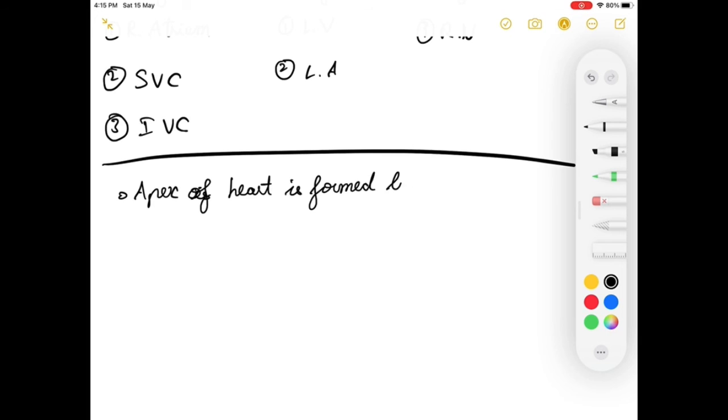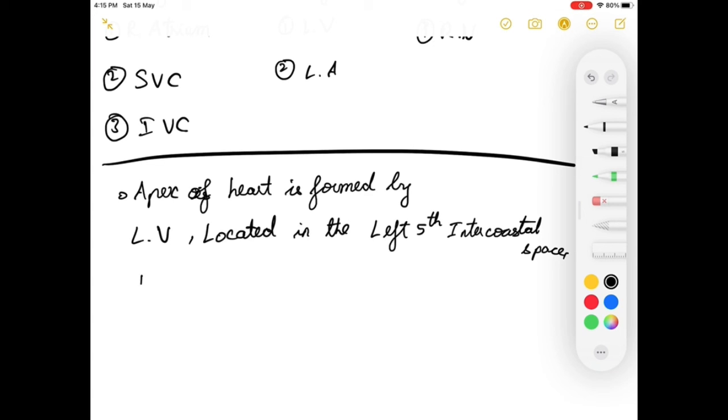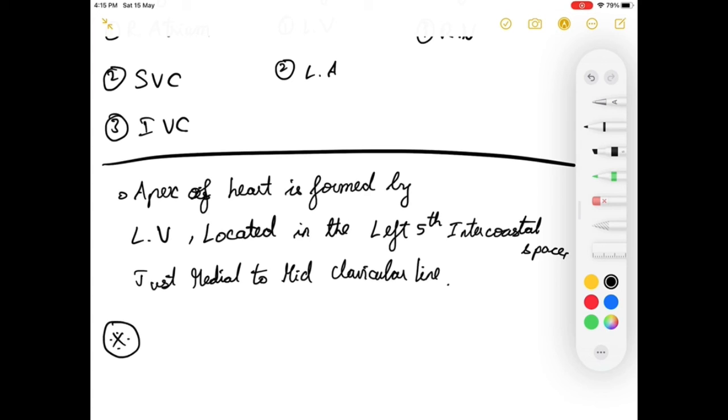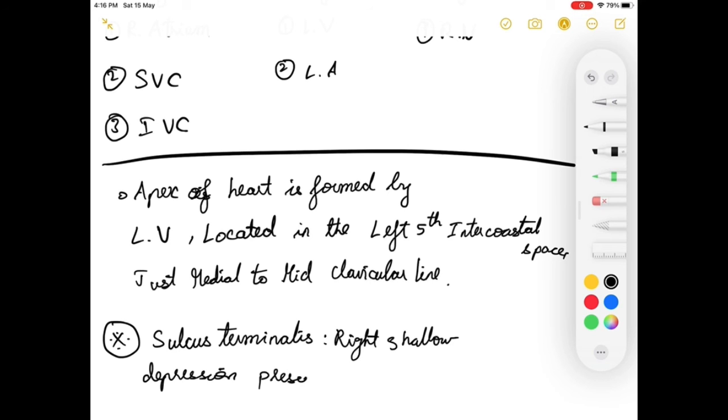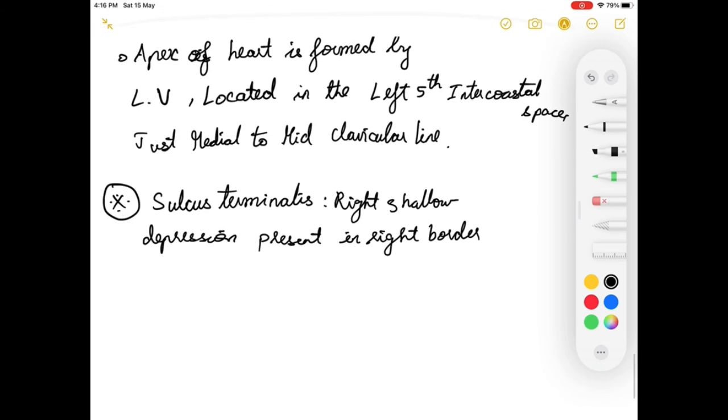And apex of the heart is formed by the left ventricle located in the left fifth intercostal space, just medial to the mid-clavicular line. The important point is the sulcus terminalis, that is the right shallow depression present in the right border. That's easy anatomy for you.